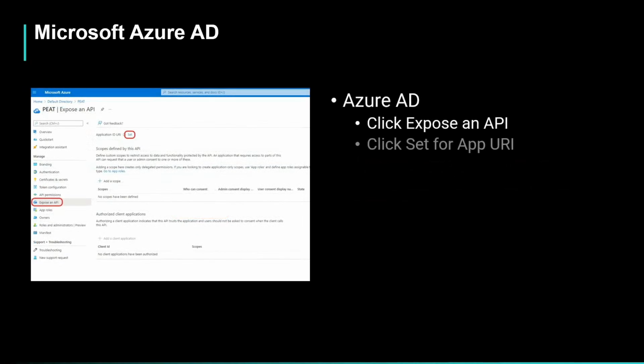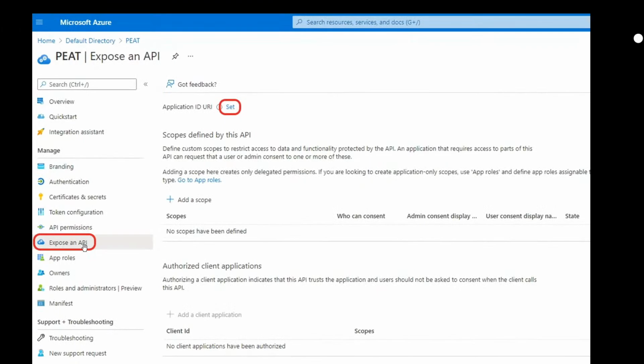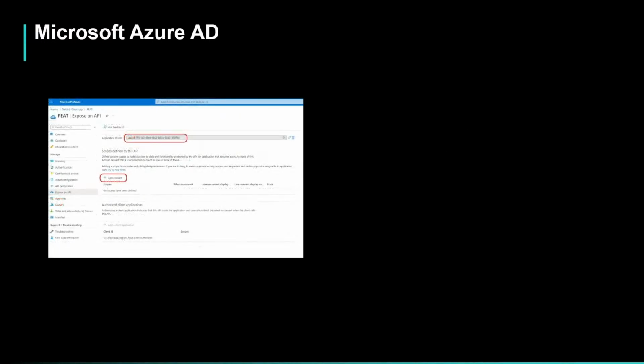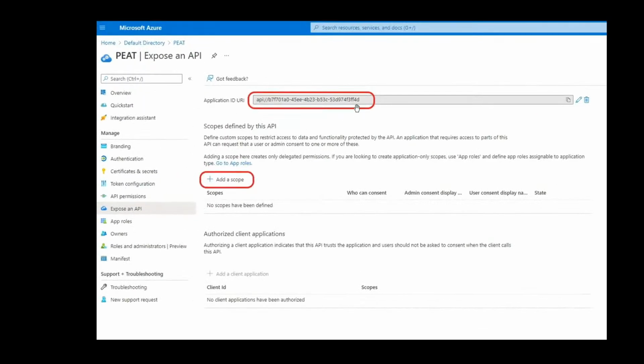We're going to go in here on the left side and say expose an API, and then we're going to set the application ID URL. This page comes up where we add an application URI. Actually, it's given to us. We just copy it off. And we say we're going to add a scope.